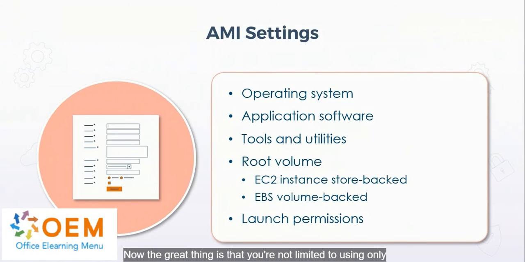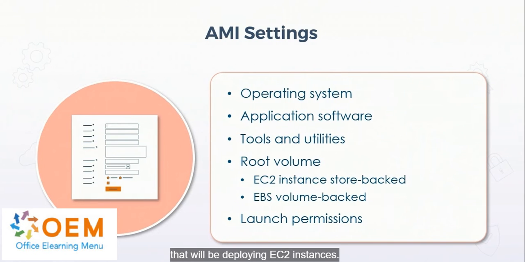Now, the great thing is that you're not limited to using only Amazon-supplied AMIs. In the EC2 Management Console GUI, under the Images section on the left, you can actually click on AMIs to get a list of Amazon machine images, and you can filter it for things like platform, when it was created. You can also use the CLI as well as PowerShell cmdlets to list out any available Amazon machine images. And you're going to need to know the exact name of an AMI in some cases, such as when you're configuring a CloudFormation template that will be deploying EC2 instances.